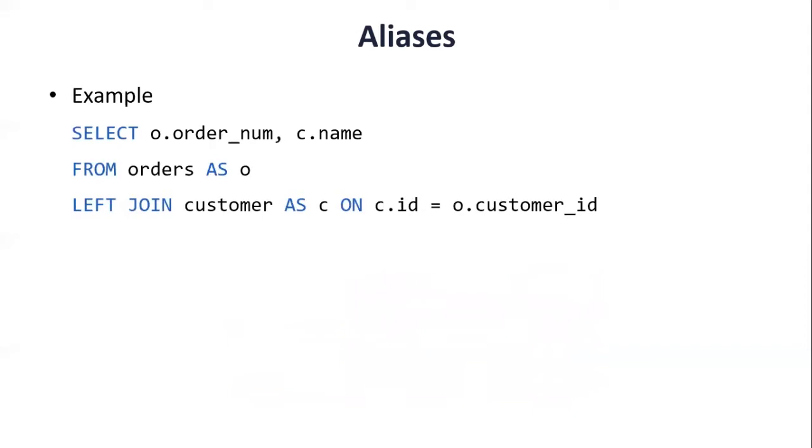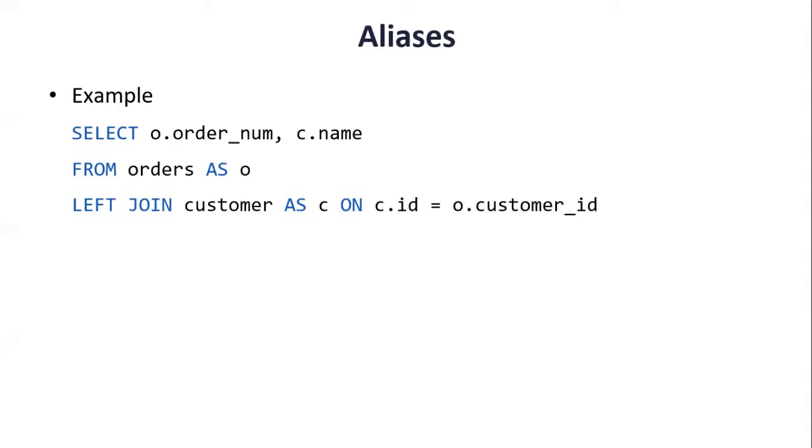Let's see a different example where we can actually have an alias for table names. Let's take this example where we want to join the customer table onto the orders table using the customer ID. So we would normally have written it as select orders.order_name and customer.name from orders left join customer on customer.id equals orders.customer_id.